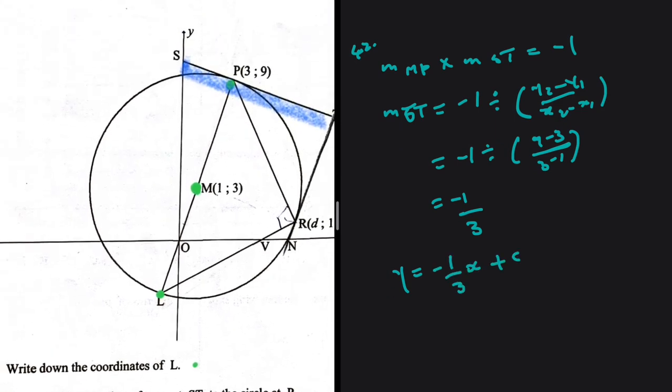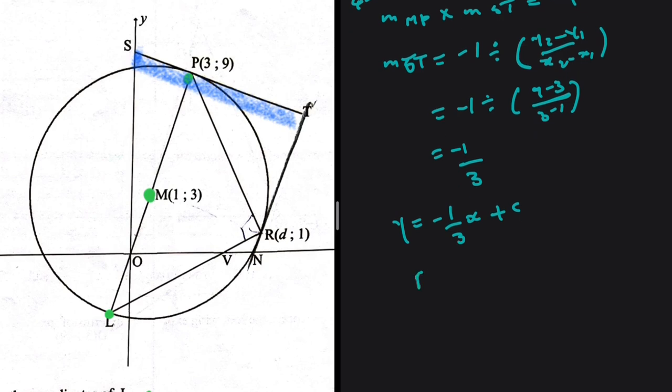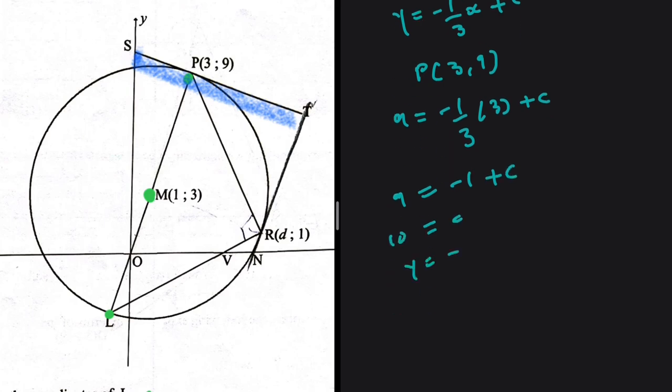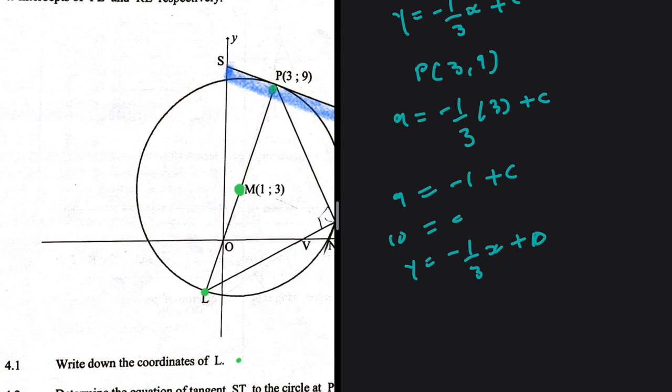We just need to substitute a point on ST, which is P. So if we substitute P of coordinates 3 and 9, we're going to have 9 being equal to -1 over 3 x plus c. Well, x is 3 here because we're substituting P. So we have 3 plus c. 9 is equal to -1 plus c. 10 is equal to c. So y is equal to -1 over 3 x plus 10. We're good to go.